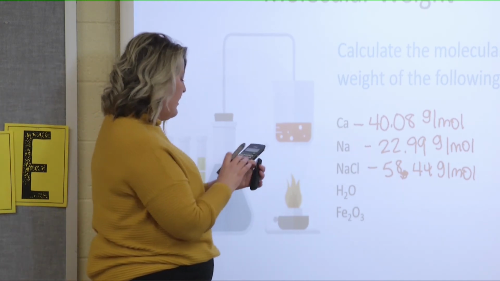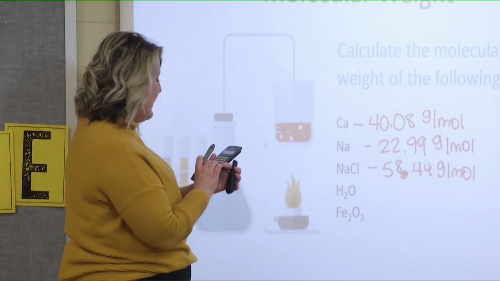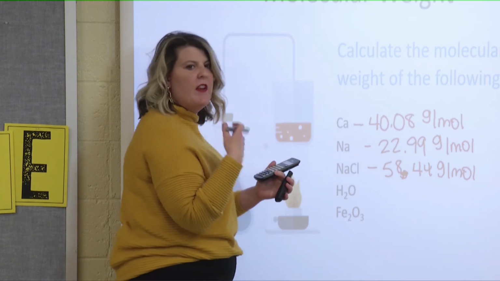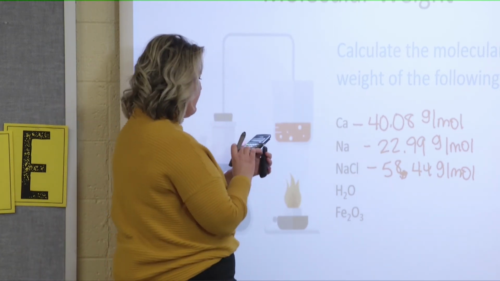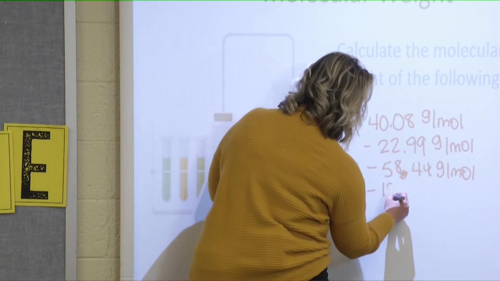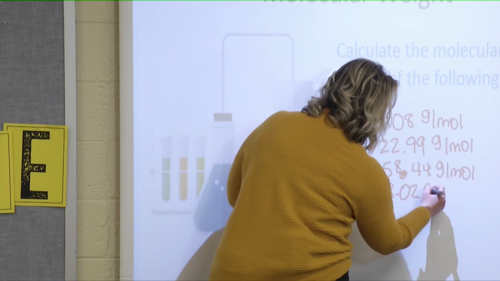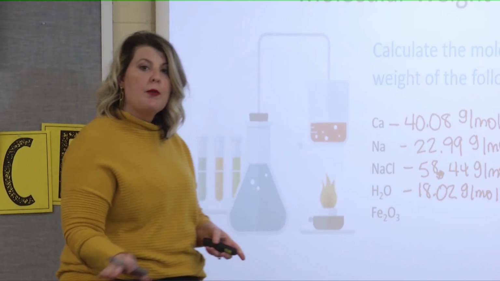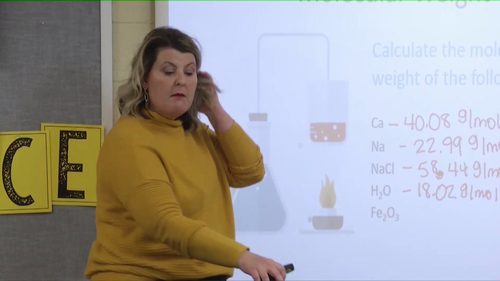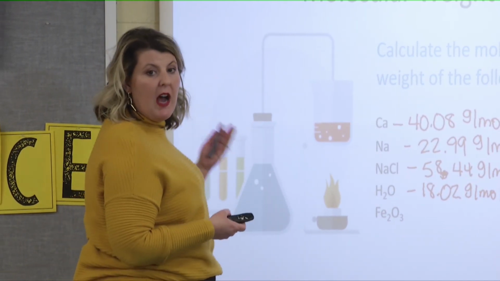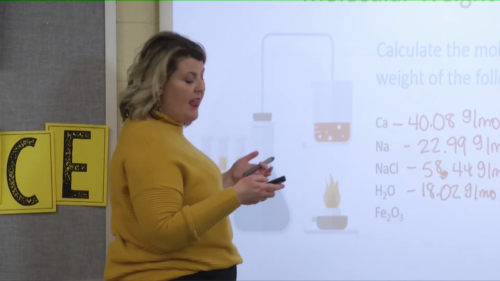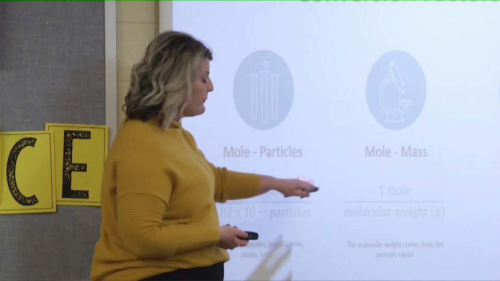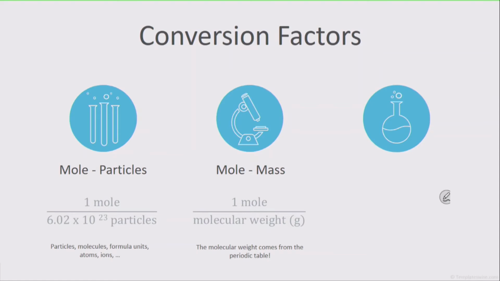I'm going to add the weight of the oxygen, which is 15.999, which we're just going to round to 16. And that's going to give me 18.02 grams per mole. Same thing with Fe2O3. You would just take the weight of iron, multiply it by 2, take the weight of oxygen, multiply it by 3, and then add those things together. That's going to give us a new conversion factor.